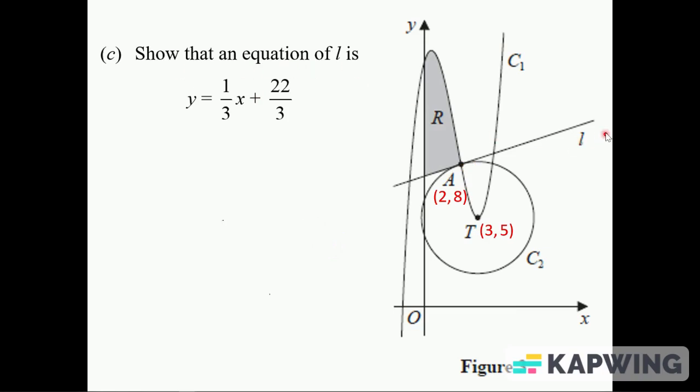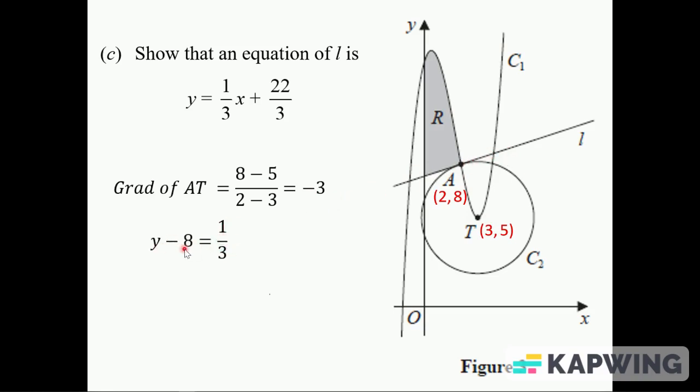And then we want the equation of this L, this tangent. So I need the gradient. I've got a point that it goes through, but I need the gradient of the tangent. So I'll get the gradient of the radius AT, 8 minus 5 over 2 minus 3. That gives minus 3 for the gradient of the radius. The gradient of the tangent is the negative reciprocal, so it's a third.